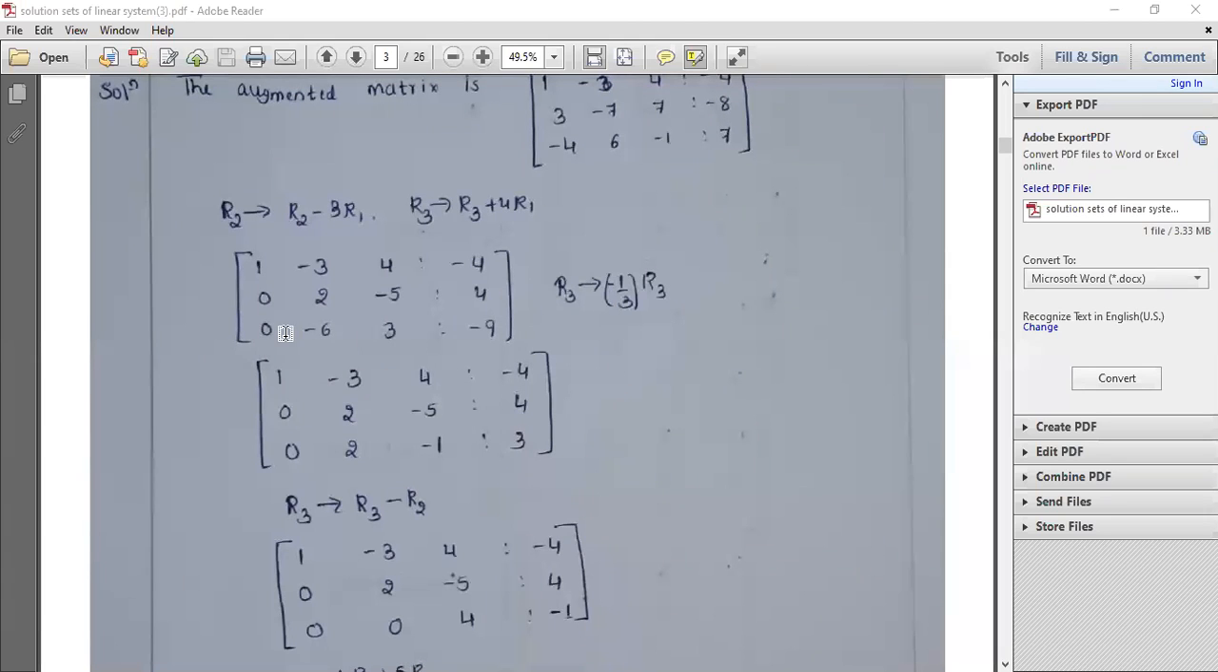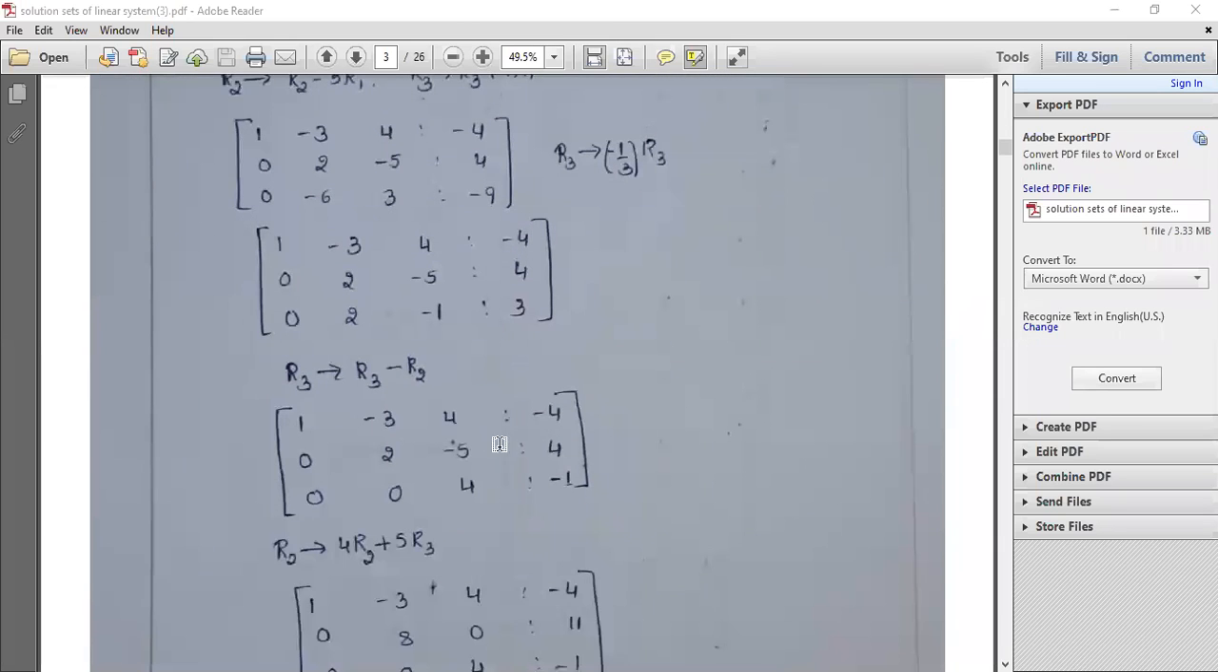Okay. So now from R3, I can take minus 1 by 3 out because here it is minus 6, here you're having 3 and here you're having minus 9. So I can take this 3 out. So I'll take minus 1 by 3 out from R3. If I take that, it is 1 minus 3, 4 minus 4, 0, 2 minus 5, 4 and 0, 2, this is 2 and minus 1 and 3. So this is the term I'm getting. Now I can make this 0 with the help of this R2. So I do now R3 changes to R3 minus R2. So by doing that, I'll be getting this value as 0.